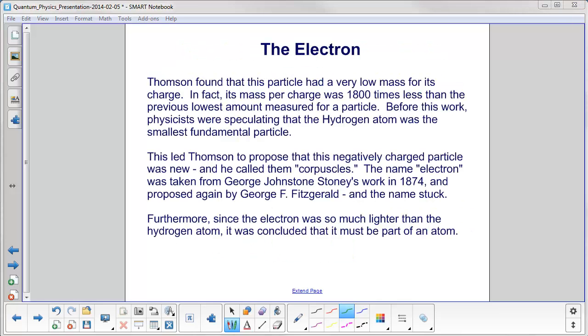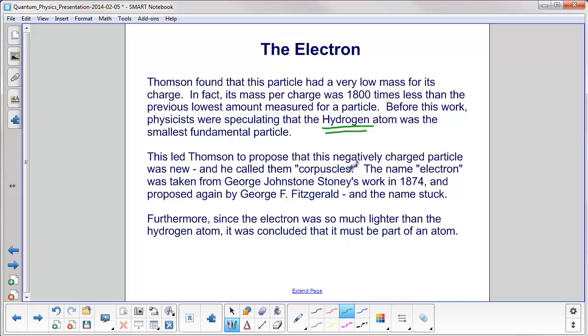This experiment showed that the particle had a very low mass for its charge. In fact, its mass per charge was 1,800 times less than the previous lowest amount measured for a particle, which people had been calling the hydrogen atom. And because that was, at the time, the smallest mass people found, they figured that was the smallest fundamental particle. However, we now have a particle that's 1,800 times in mass less than that.